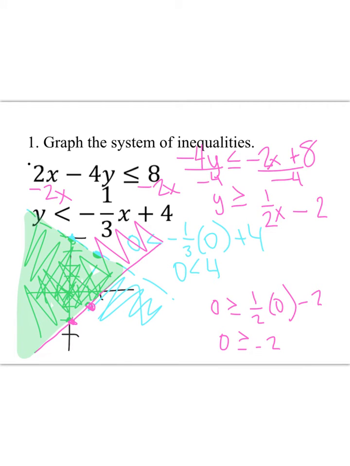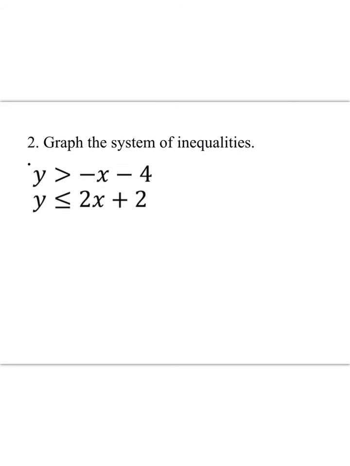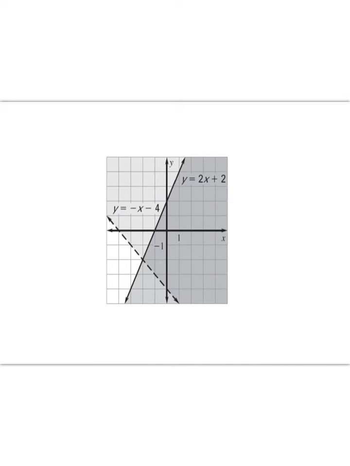So any ordered pair in that region is a solution to this system of linear inequalities. I want you to try this one on your own, so pause the video and graph this system of linear inequalities. Hopefully you were able to get a graph looking somewhat like this.